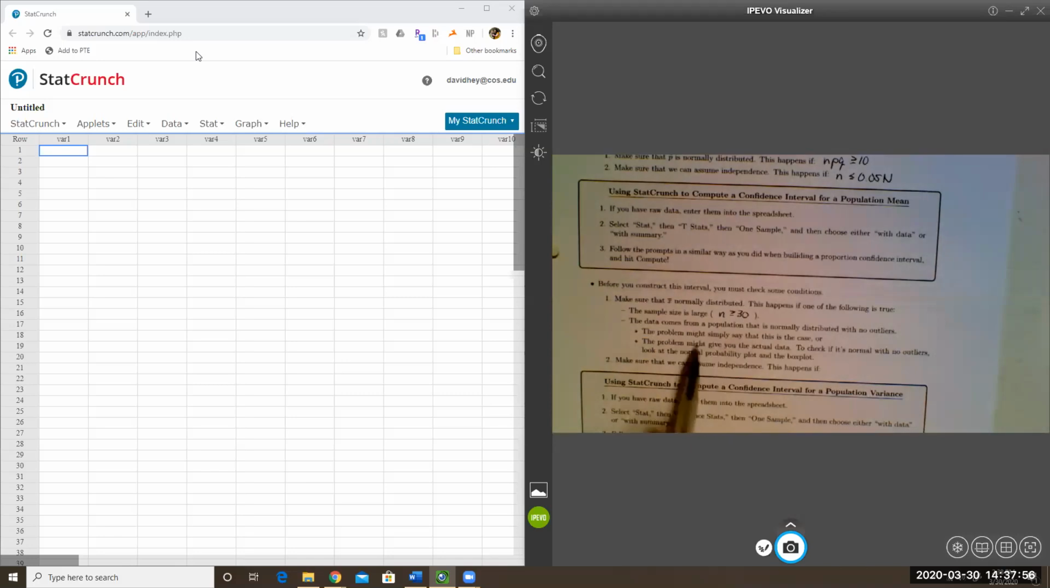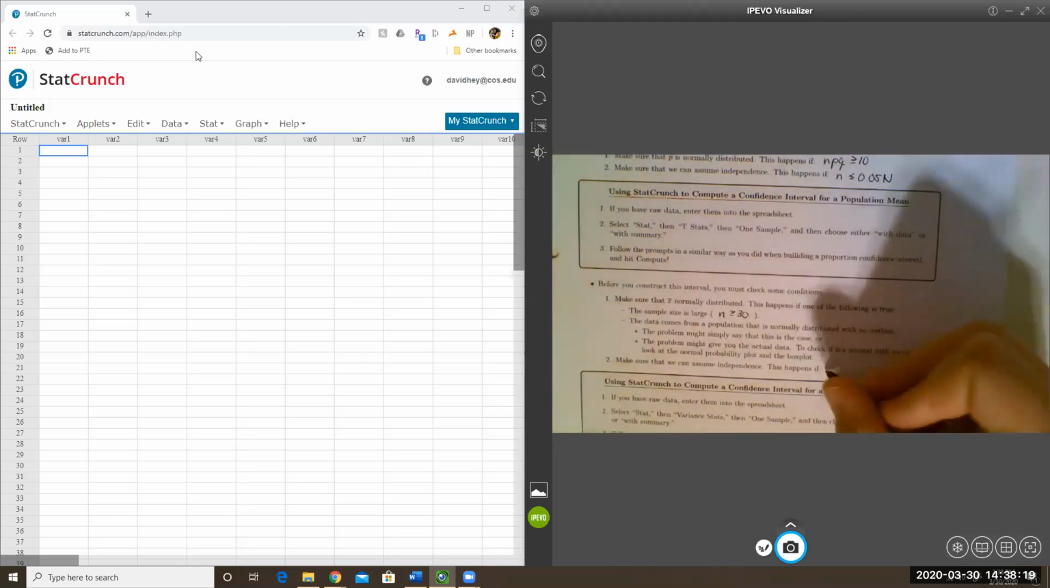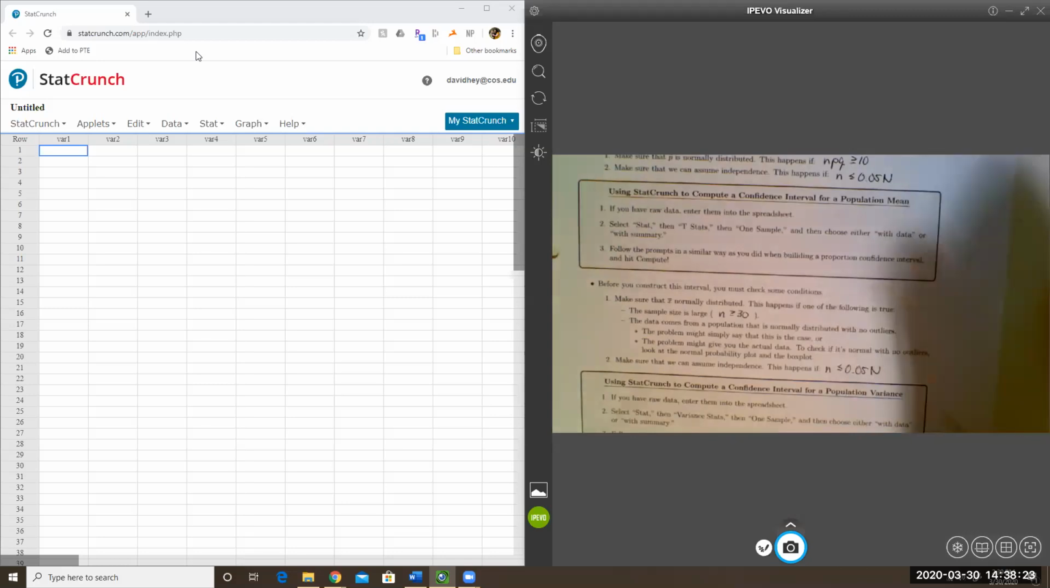If the problem doesn't say so, but it gives you actual data to work with, then you can put the data into StatCrunch, make sure that it's normal with no outliers by looking at a probability plot, right? Graph, QQ plot, and by looking at a box plot to check for outliers. And then the other thing you have to make sure of is that we can assume independence. Again, this happens if n is less than or equal to 0.05 times capital N.